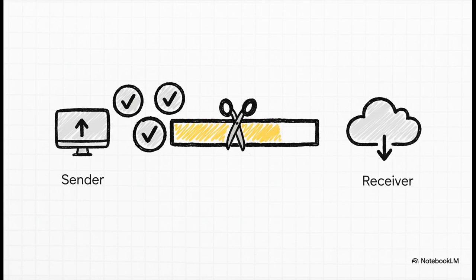Well, if the sender gets 3 of those duplicate ACKs in a row, the ones that say, hey, I'm still waiting, it takes that as a huge clue. It assumes a packet was lost, probably because some router on the network is getting overwhelmed. And its reaction is instant. It cuts its sending speed in half to give the network some room to breathe.